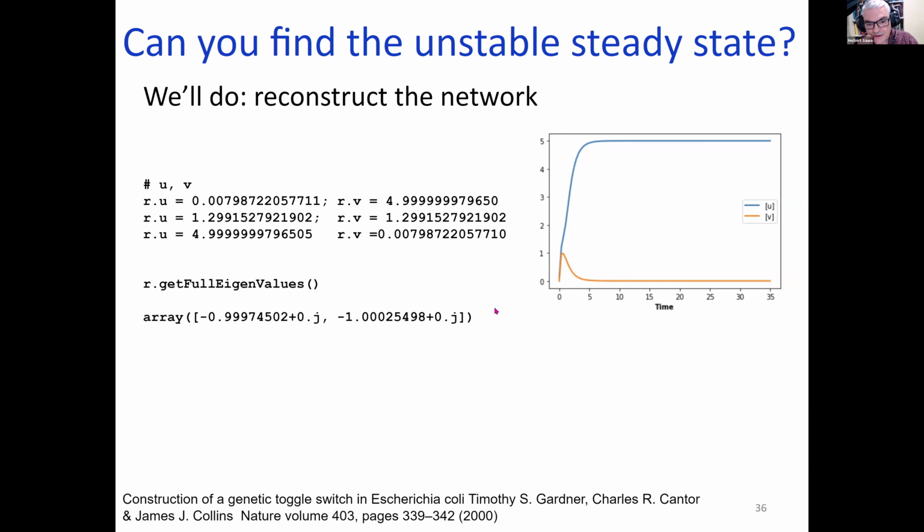Ignore the complex term, the j. Just look at the so-called real parts. If they're both negative, now we've got two variables, so we have two eigenvalues, right? They're both negative, stable. If one of them is positive, the system's unstable.